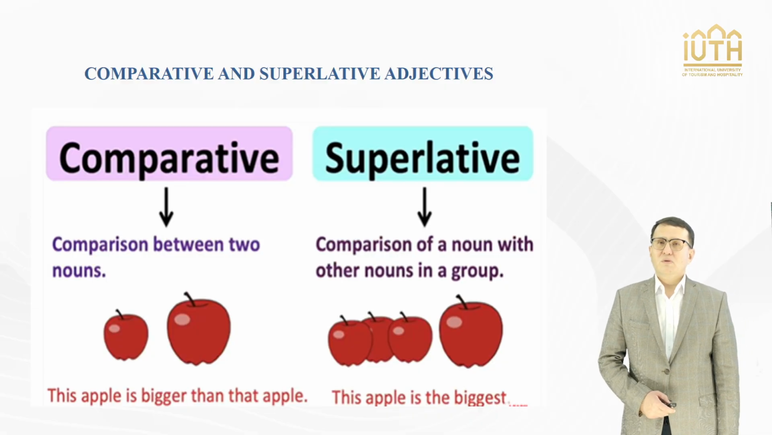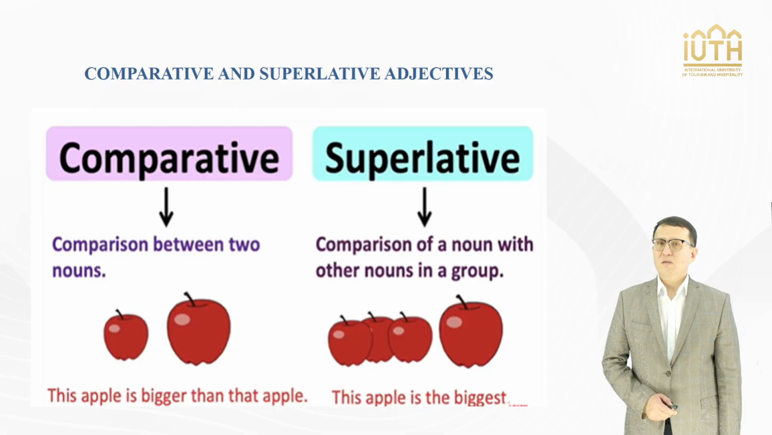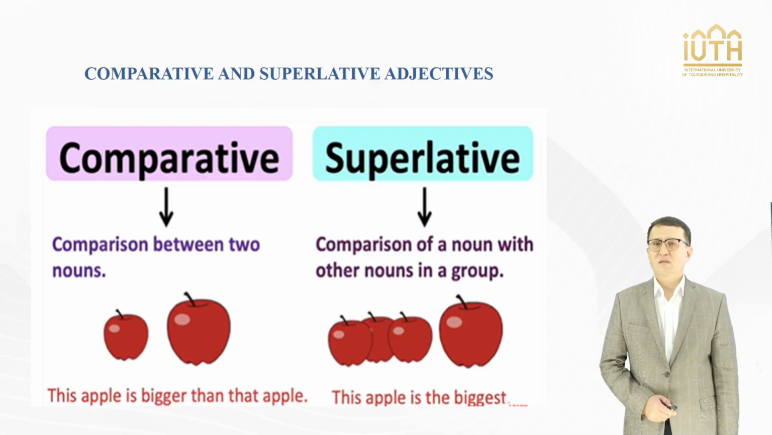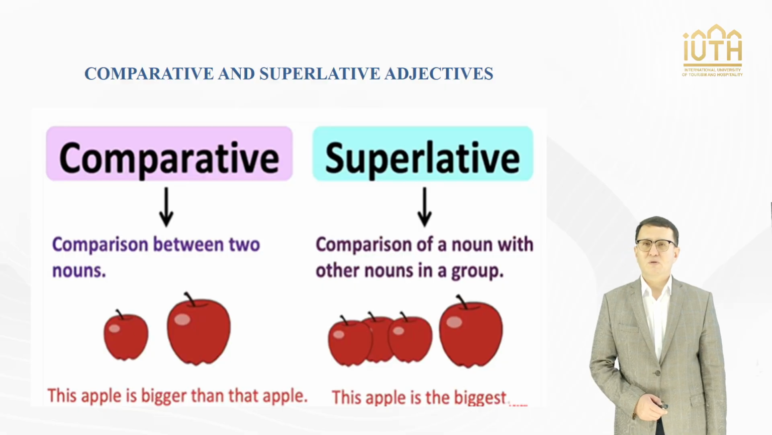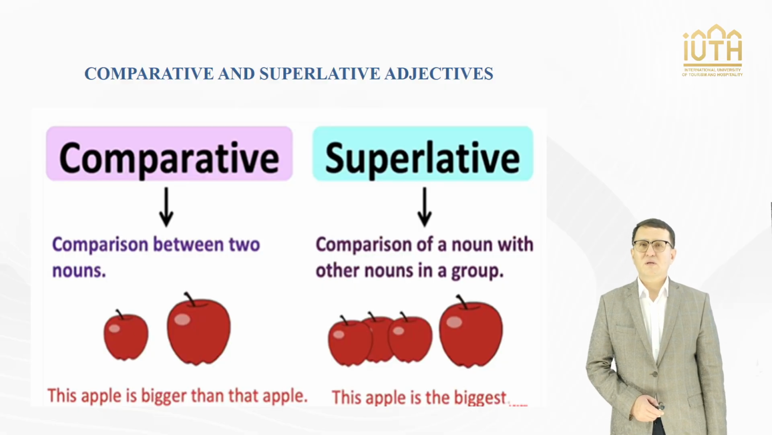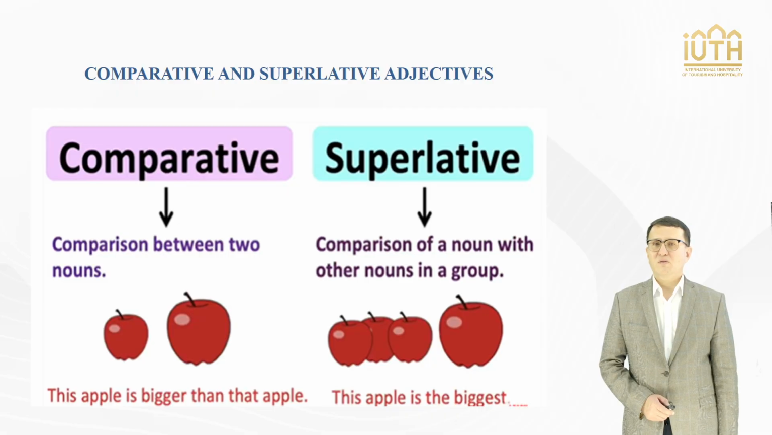Now it's time to turn to the grammar material. We will discuss comparative and superlative forms of adjectives. Comparative degree of adjectives means comparison between two nouns, and superlative degree of adjectives means comparison of a noun with other nouns in a group.